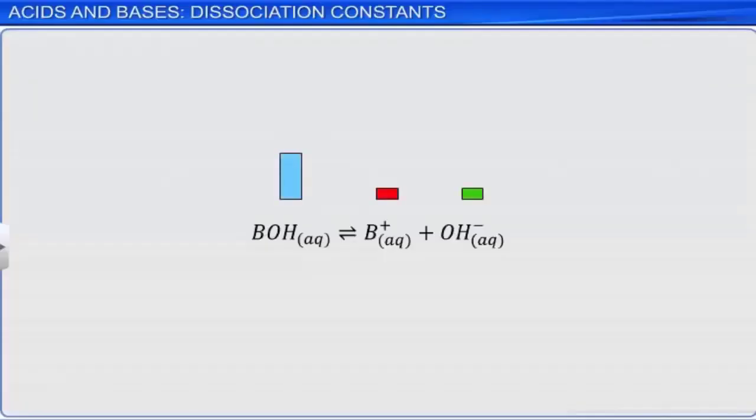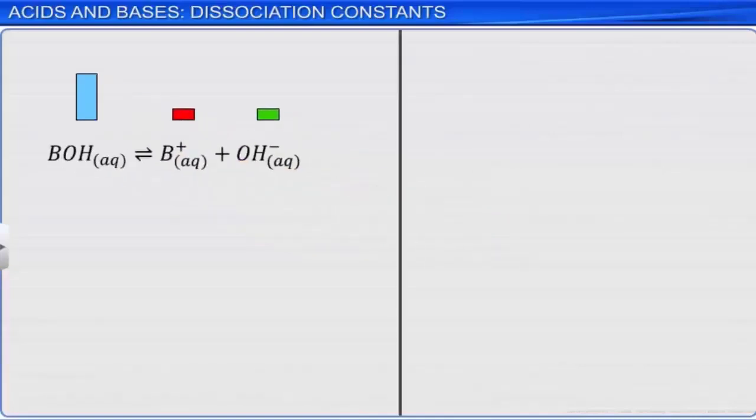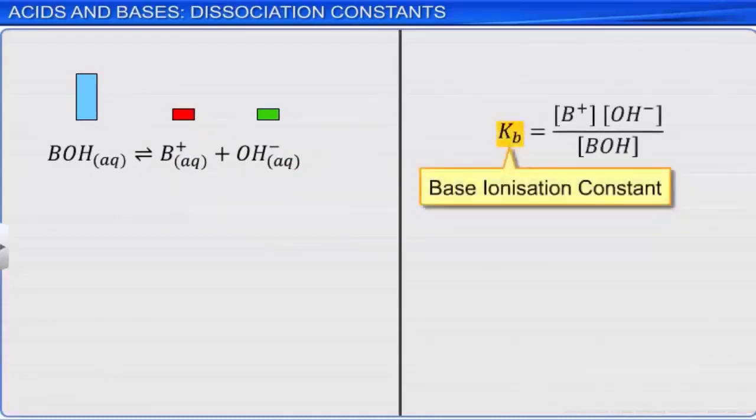The ionization constant of weak bases can also be expressed in a manner similar to that for weak acids. Consider the ionization of a weak base, BOH, in water. The equilibrium for this dissociation can be expressed as BOH aqueous in equilibrium with B plus aqueous and OH minus aqueous. The equilibrium constant for the ionization of a base is called base ionization constant and is represented by Kb.